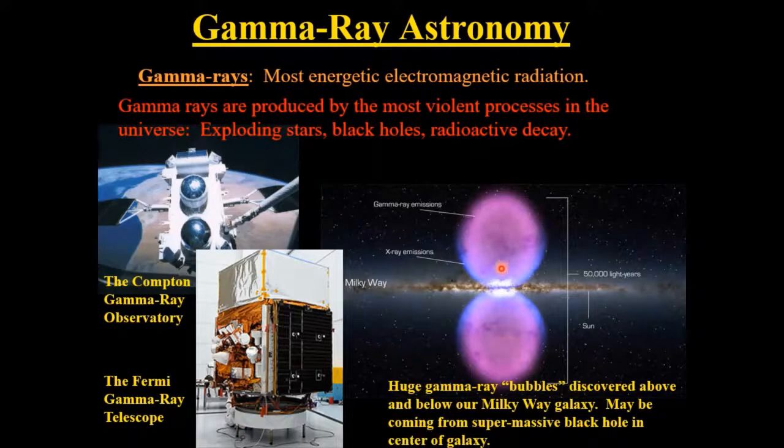But these bubbles are huge. You can see they, from the top here to the bottom, is something like 50,000 light years in distance, and a single light year is about 6 trillion miles. So these are enormous structures of gamma ray bubbles emerging from the core of our galaxy. And the thought is that these gamma ray bubbles are coming from the supermassive black hole in the center of our galaxy. So this is something that we'll learn more about later in the course, again, when we talk about astronomy.